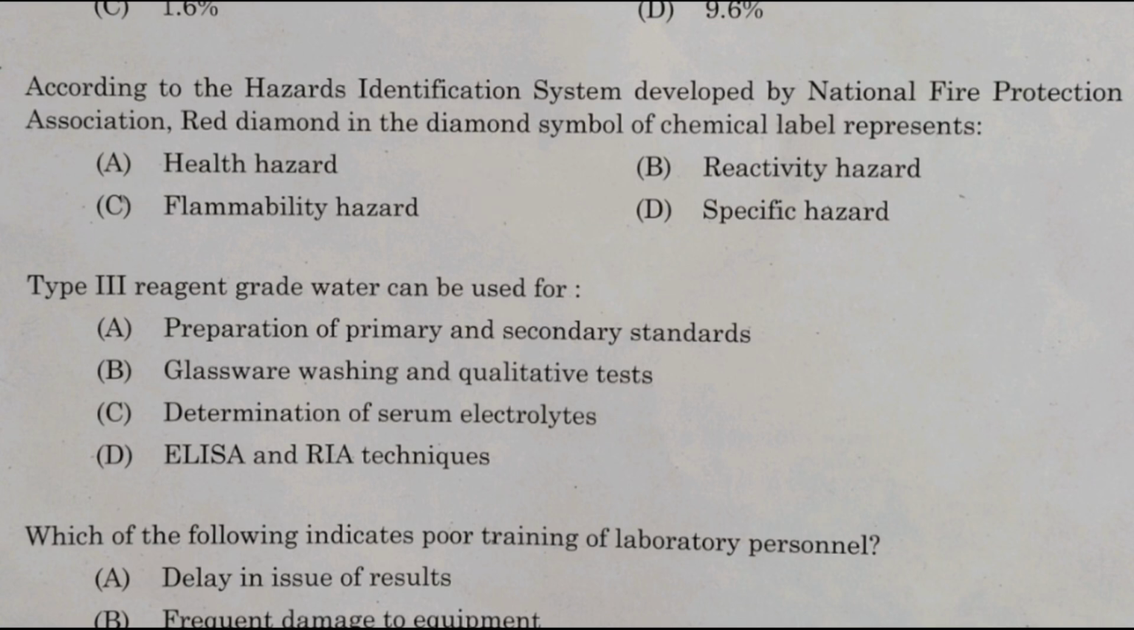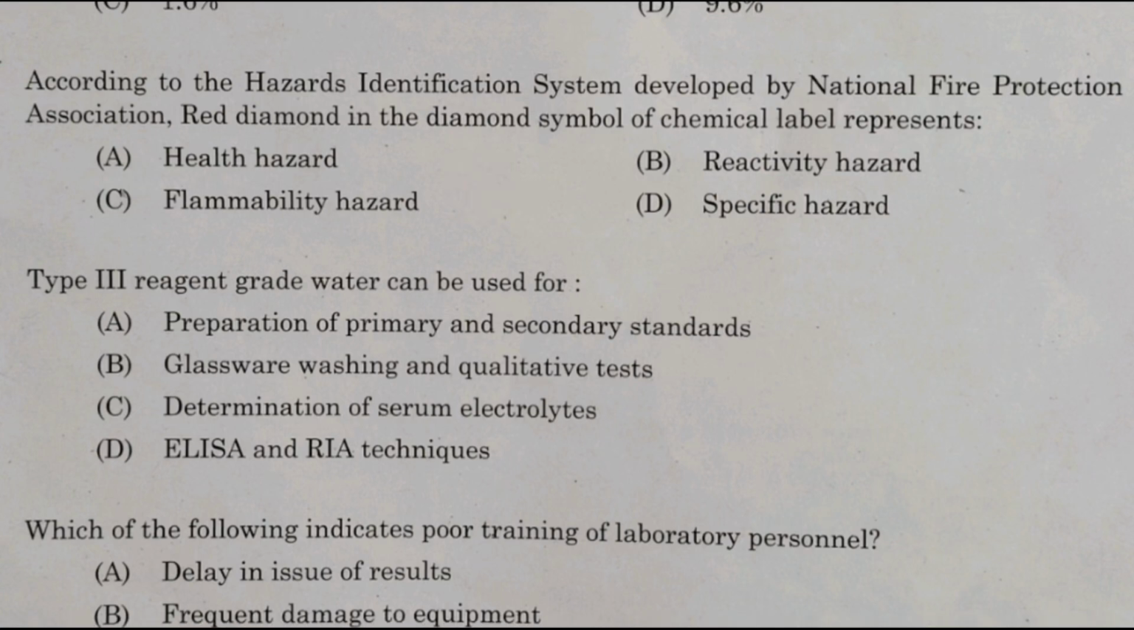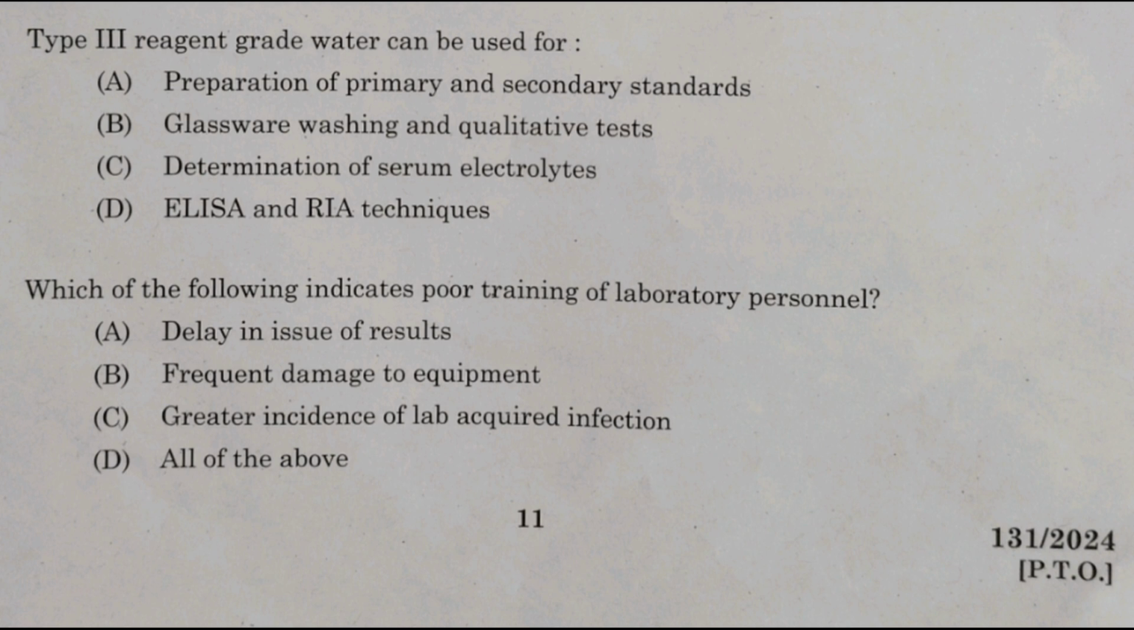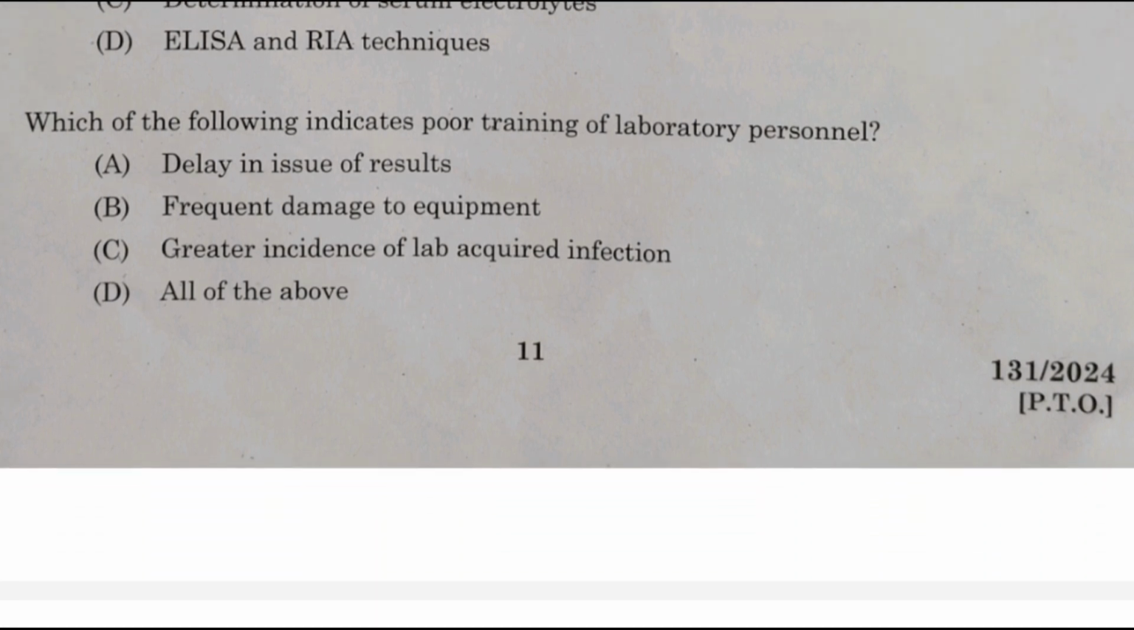Next one, type 3 reagent grade water can be used for. Type 3 reagent grade water can be used for glassware washing and qualitative tests. Next one, which of the following indicates poor training of a laboratory personnel? Here we have 4 options: delay in issue of result, frequent damage to equipment, greater incidence of lab acquired infection. All these are true about a poor training of laboratory personnel. So the right answer is option D, all of the above.